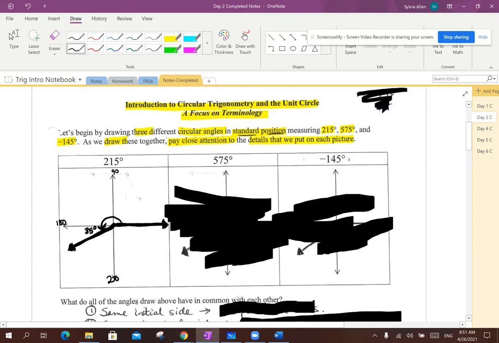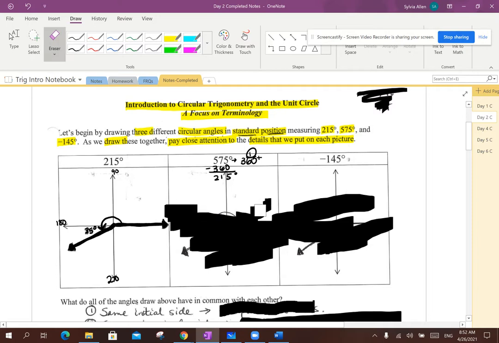Now let's take a look at 575. I want you to notice that 575 is more than 360 degrees. So we need to figure out where that is. So let's go ahead and subtract 360 degrees. That means we're going around 1 time. And then we've got 215 degrees left, which means we now need to draw another 215 degrees. Well, we already know that 215 degrees ends in quadrant 3.